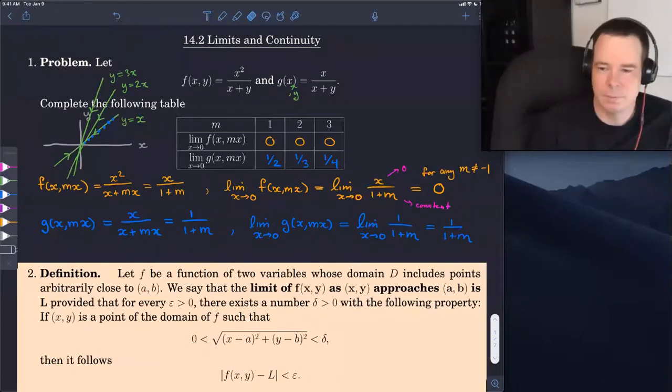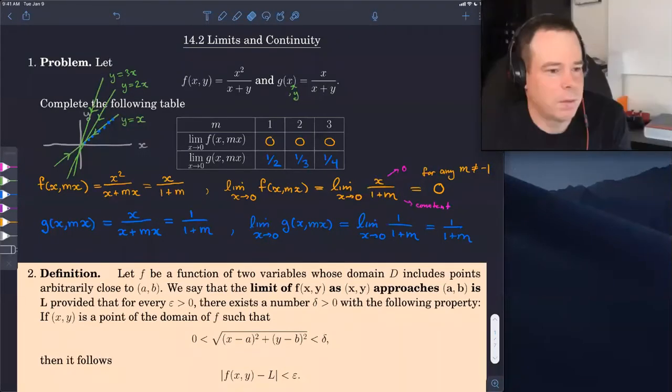So what this example illustrates is that as we move towards a particular point, in this case the origin in our domain, our function values can behave differently depending on the direction that you approach the point. That's what that function g was telling us. If we go along different lines, we can get different values.